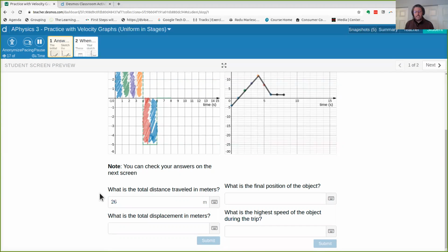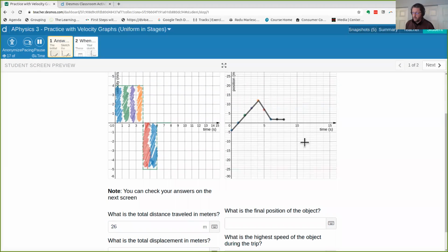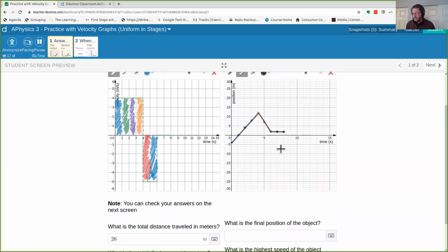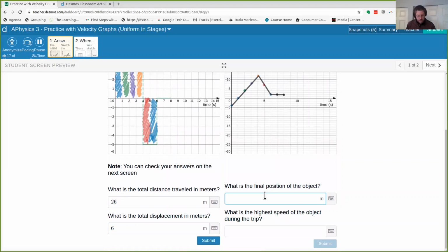What's the total displacement in meters? So that's the difference between where it started and where it ended. Or rather, where it ended minus where it started. So it ends at 2 and it started at -4, a displacement of +6. What's the final position of the object? You get that right off the graph. It's at 2. The final position is 2 meters.